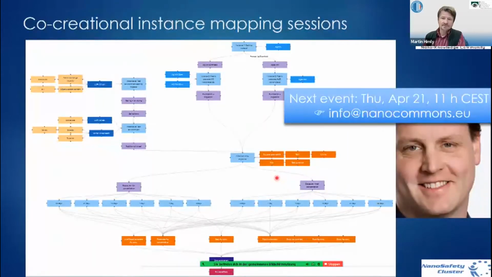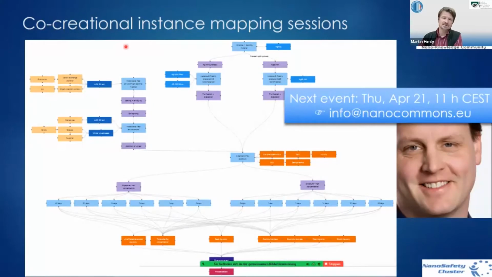One other activity which we have regularly, and it's a matter of discussion whether we are going to have this next in two weeks from now, is co-creational instance mapping sessions, where we together can help build your instance maps for your experimental workflows.